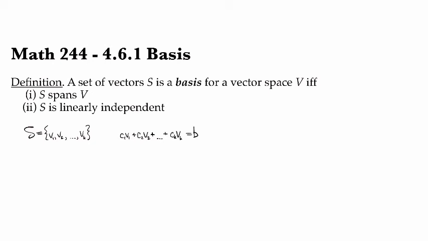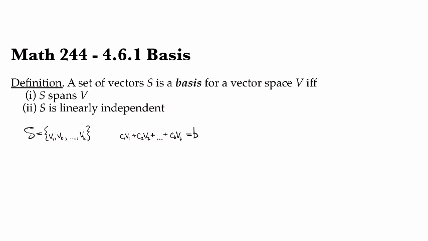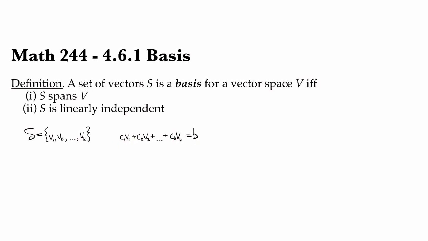Let's bring together the two ideas that we've been looking at in the previous couple of sections. A set of vectors S is a basis for a vector space V if and only if it is both a spanning set for V and a linearly independent set. Let's think about what these two concepts mean, both in the context of a particular set of vectors and this defining equation. Given a vector B, can we solve this equation right here?